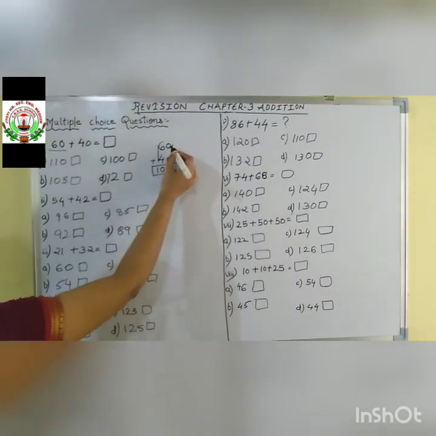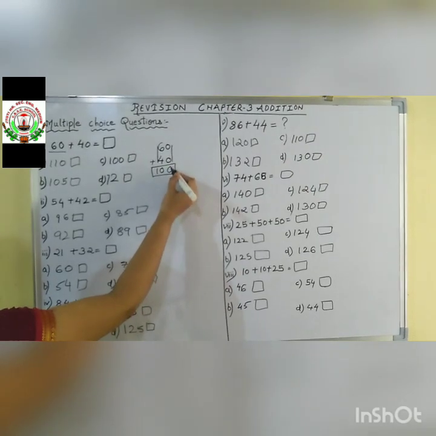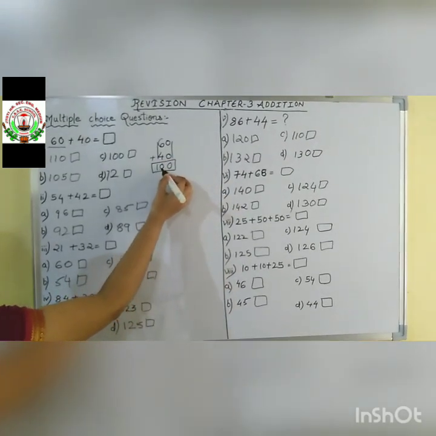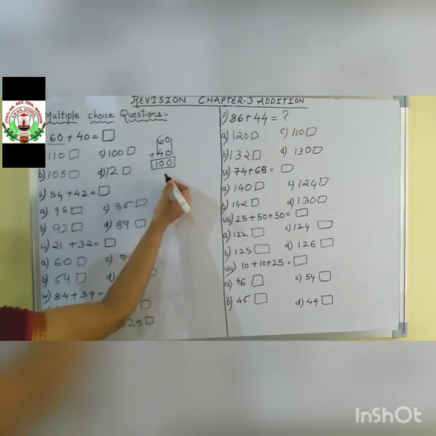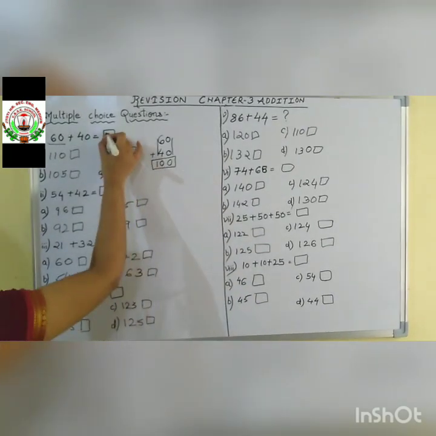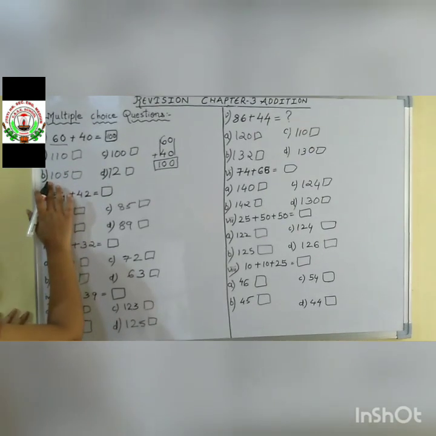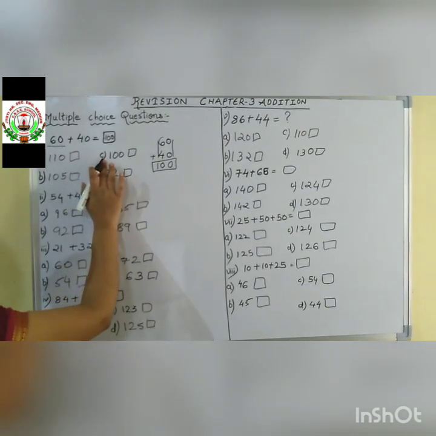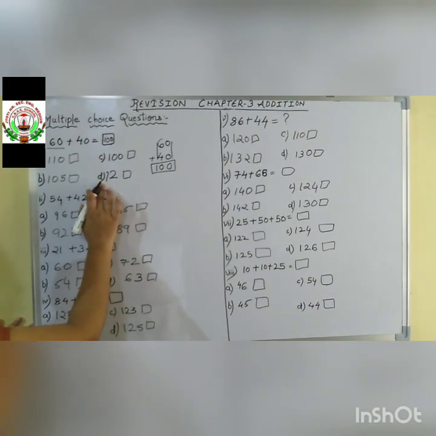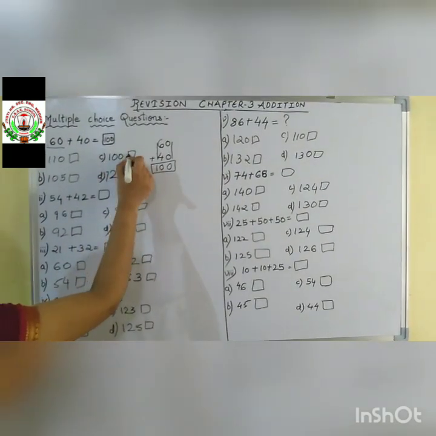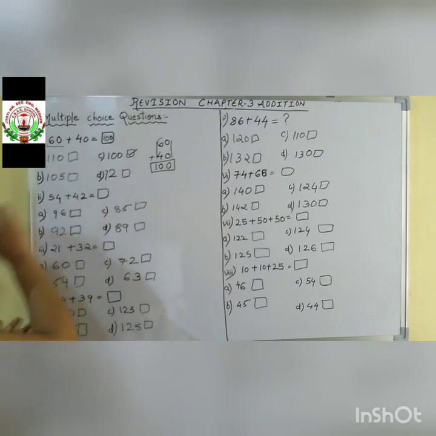Okay. After writing 0 plus 0, we get answer 0. 6 plus 4, we get answer as 10. 100, that means 100. So our answer is 100. So option A 110, option B 105, option C 100, option D 72. Which one is the correct? Tell me children. Yes, C is the correct. So we'll put tick mark over option number C.